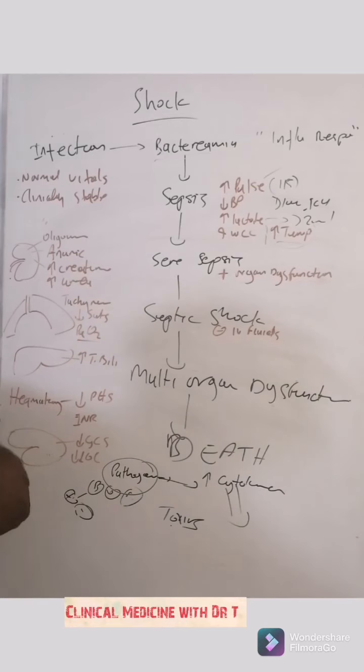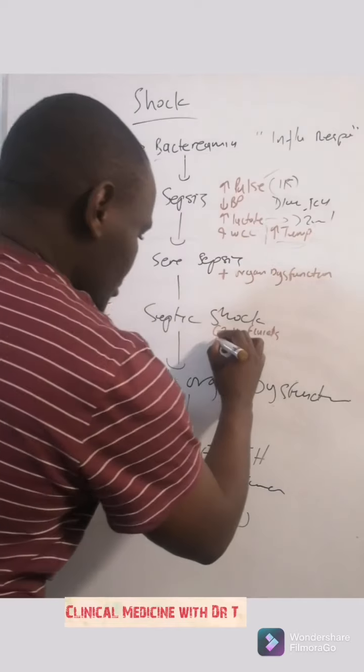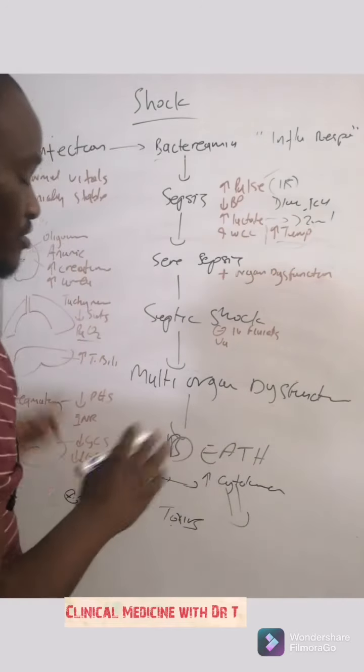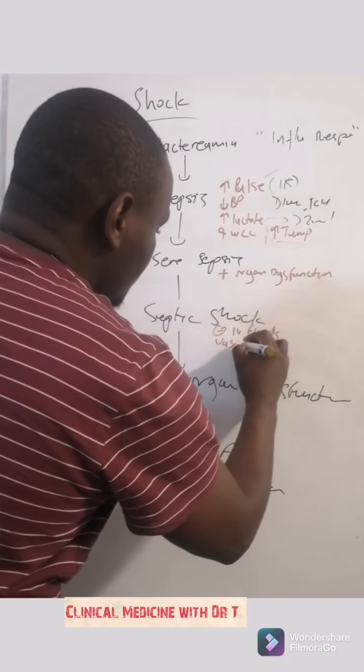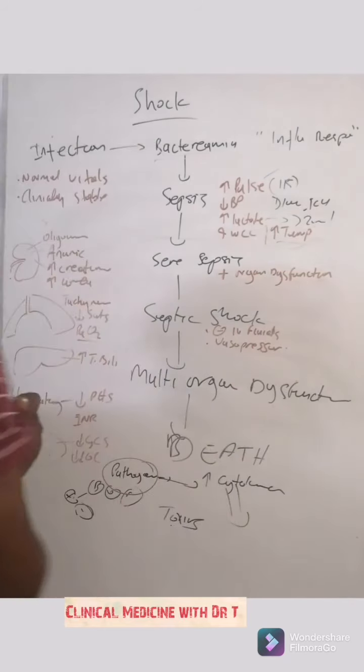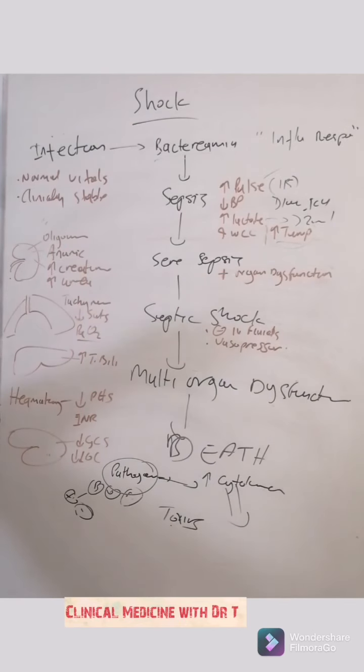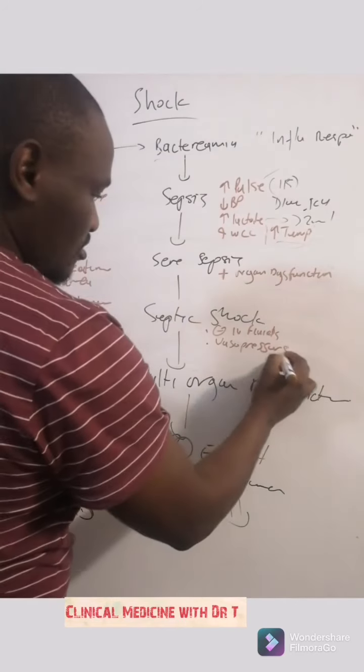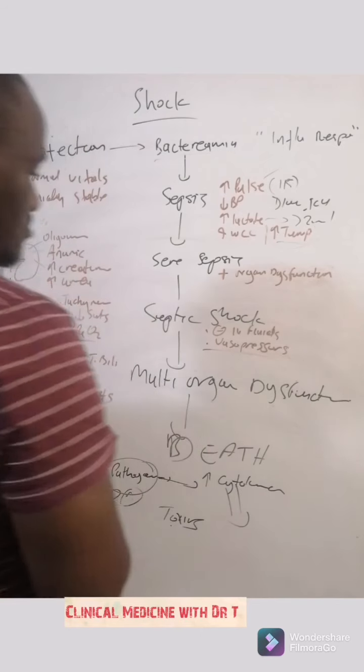Which means now, in order for this patient to respond, you need vasopressors, dobutamine. So basically, what I'm trying to say is, a shock that doesn't respond to IV fluids, think about septic shock. A shock that needs vasopressors, think about septic shock, right?